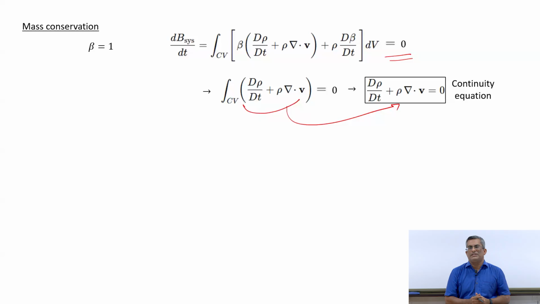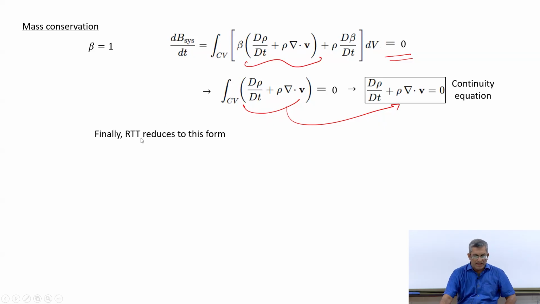This parameter itself is equal to 0 because I can always choose a smaller and smaller control volume. So this equation has to be satisfied. This is possible only when the integrand is 0, and that is how we get the familiar continuity equation. Now once we know that this entire parameter is always 0, finally the Reynolds transport theorem reduces to this form.